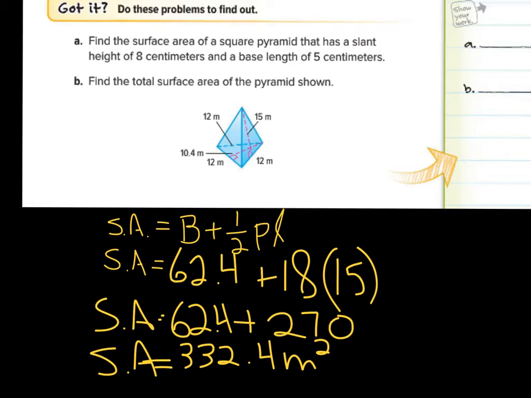Okay, if this is something that you're struggling with, don't worry. This is simply an introduction. We're going to look at it in class again and again. We will have multiple examples in class, and we'll take the time needed in order for all of us to be successful at finding the surface area of a pyramid.